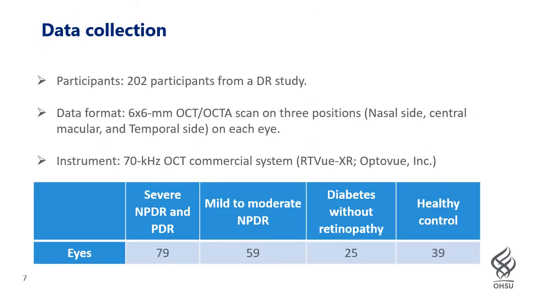The data used in this study were collected from 202 participants from a DR study. For each participant, we acquired three 6x6 mm OCT and OCTA scans at three positions, including the nasal side, central macula, and temporal side, using a 70 kHz OCT commercial system. The dataset was classified into four groups. Severe DR contains 79 cases. Mild to moderate NPDR contains 49 cases. Diabetes without retinopathy has 25 cases, and the healthy control group has 39 eyes.